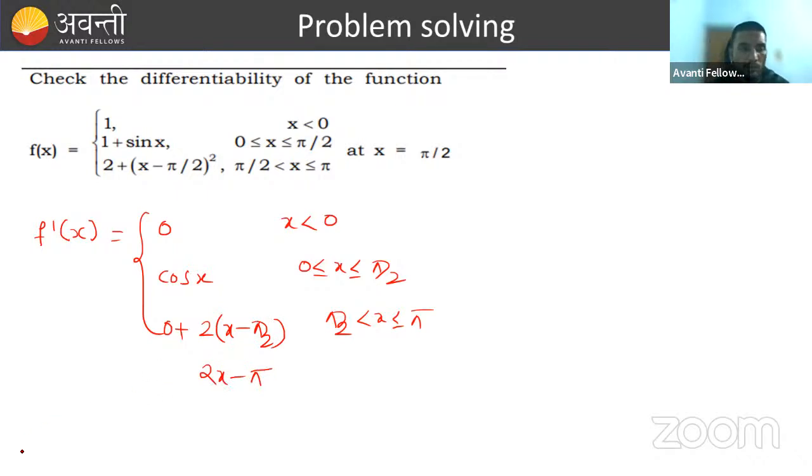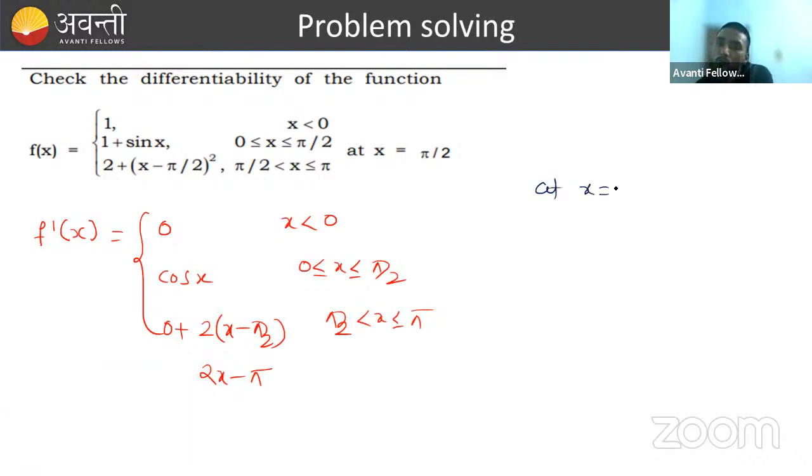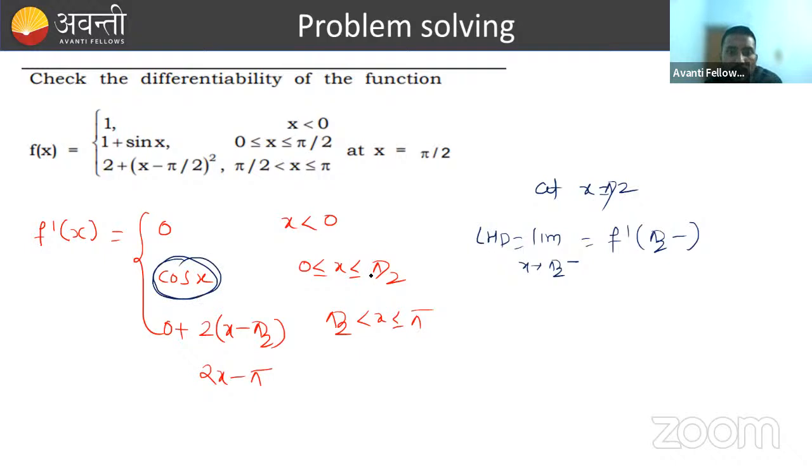Okay. So now at what point do we need to check? At x equals pi by 2, right? So LHD means limit x tending to pi by 2 minus, that is f dash at pi by 2 minus. So pi by 2 minus means it is cos x only, right? I can write it like this: cos(pi by 2 minus h). So it will become sin h, right?